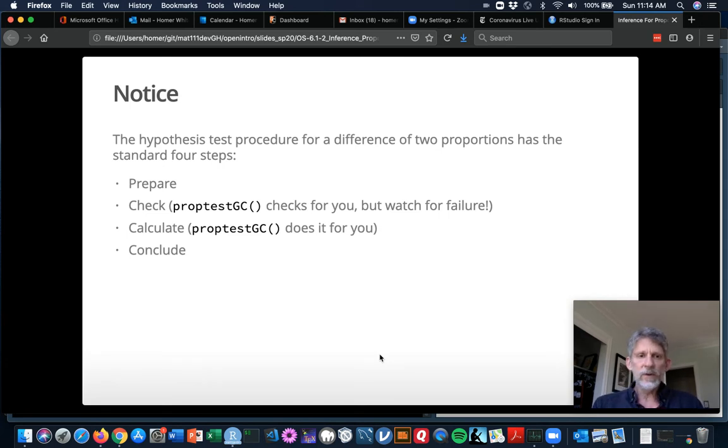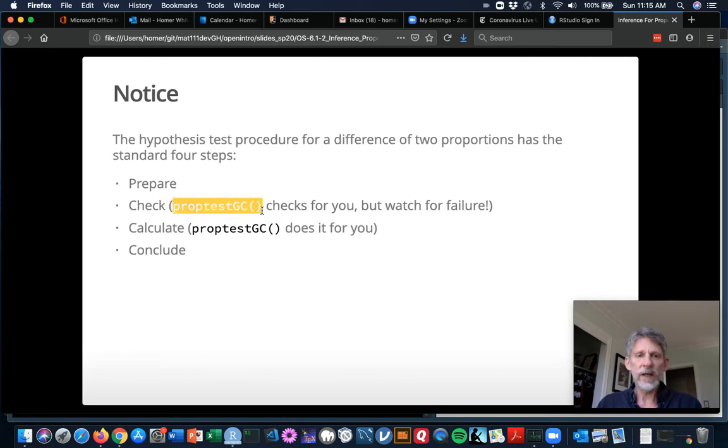So what you should notice here is that in hypothesis tests for the difference of two proportions, we really are back to the full 4 standard steps of hypothesis testing. You got your preparation step where you take a look at the data and set up your hypotheses. You've got your check step, and that's the success failure condition in addition to making sure that you really took 2 independent random samples from your 2 populations.